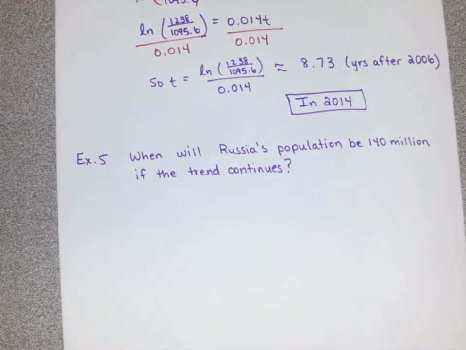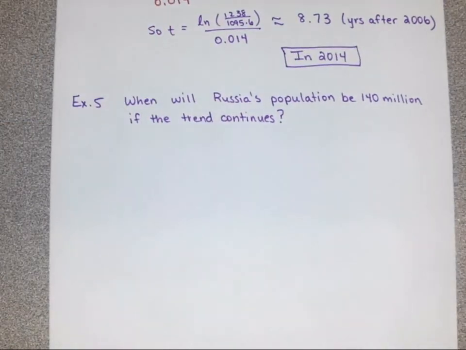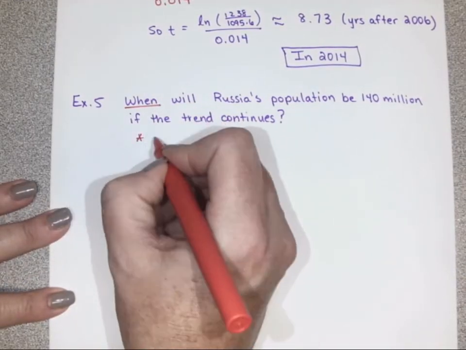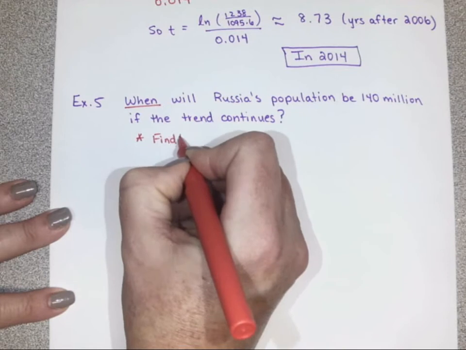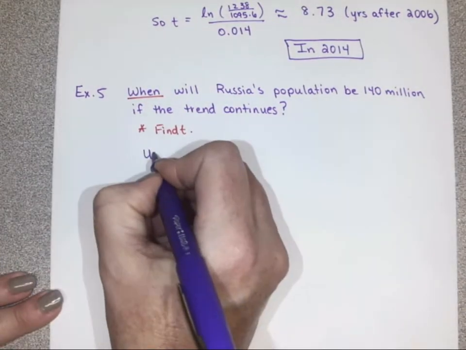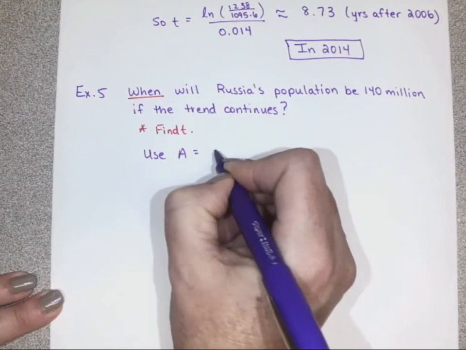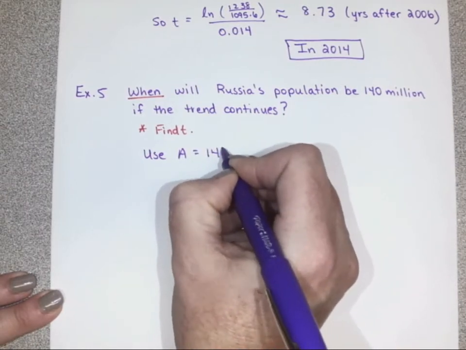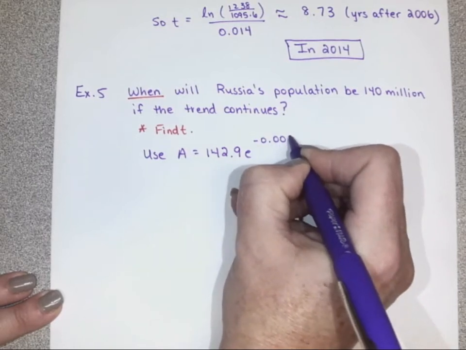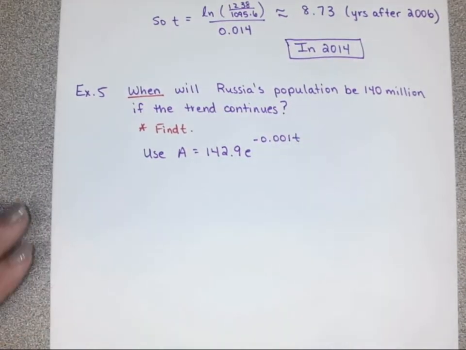So I wanted to do one with Russia just because it has a negative exponent, but to be honest, it's not really that much different from what we've already been doing. But again, because I asked you for when, what am I asking you for again? T. We want to know what time is. So we're going to use the formula for Russia, which was A equals 142.9, and then E to the negative 0.001 t power.